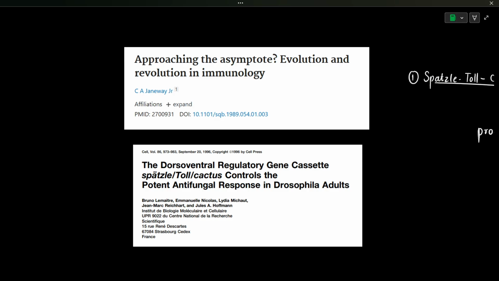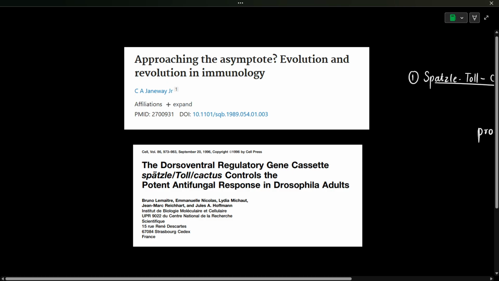So it requires no prior exposure or clonal expansion for the activation, right? So it is immediate, it is broadly specific, and it is also critical for initiating adaptive responses via antigen presenting cells such as dendritic cells. We have discussed this previously in the lectures about cells of the immune system.